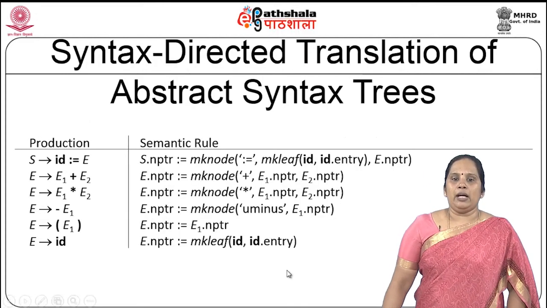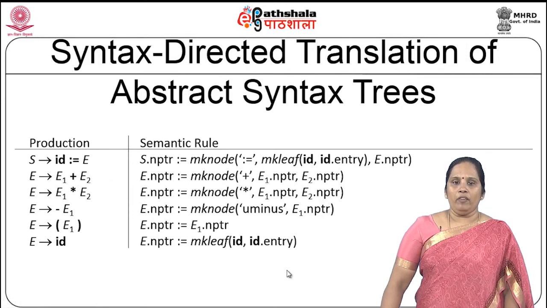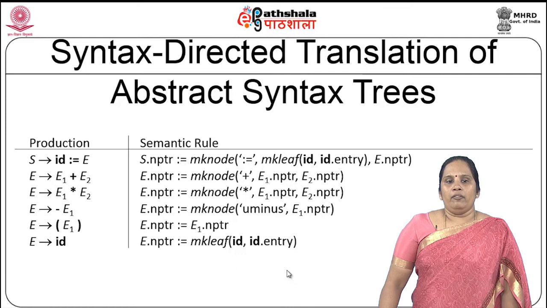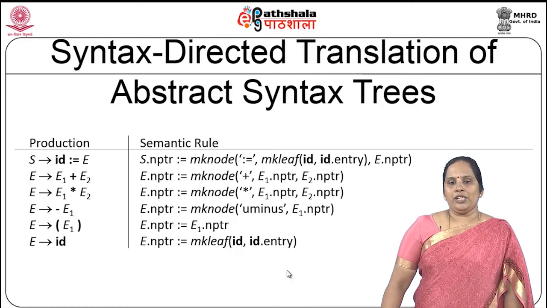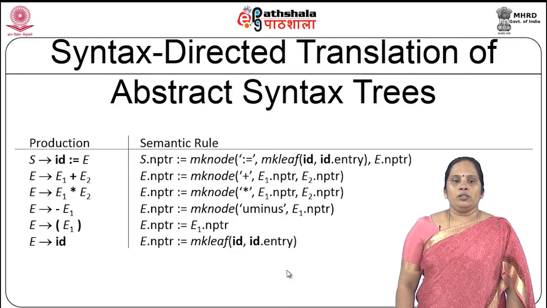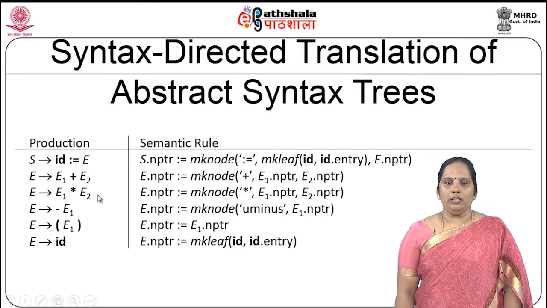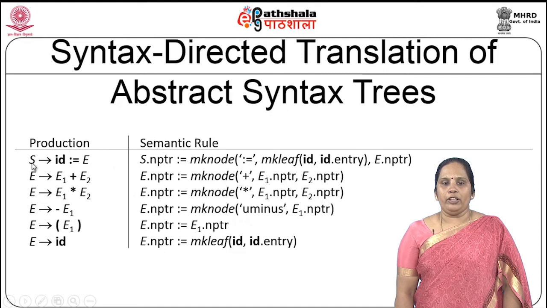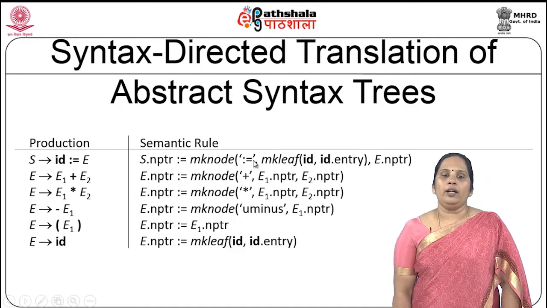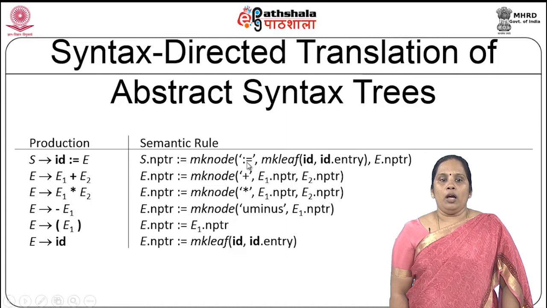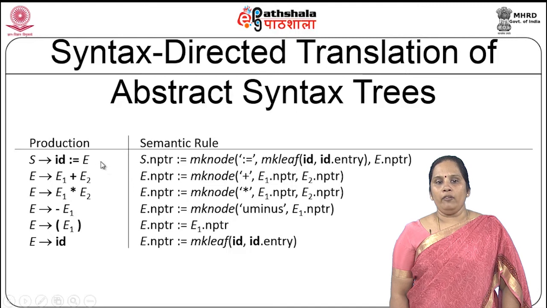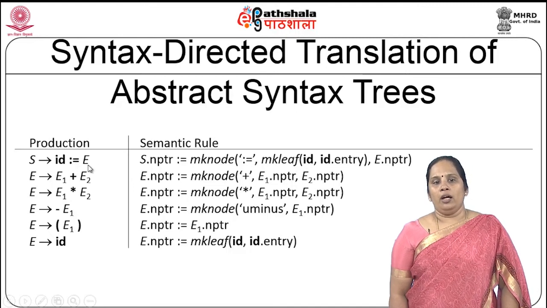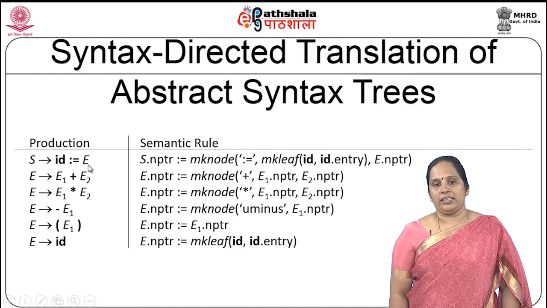Now let us take this example. We have already looked at a part of it in the previous module, where we are trying to do a syntax directed translation of abstract syntax trees. That is based upon the production and upon writing a semantic rule for the same. For this, I am creating a node pointer for the variable s, using a function make node whose operator will be the assignment operator, and I do a make leaf of id, and there is one more e, which is again a node.